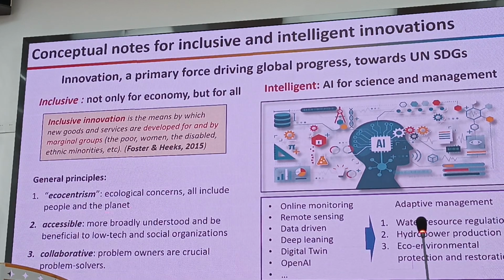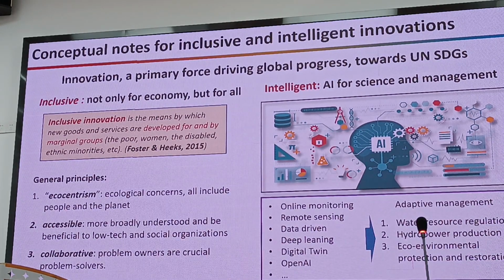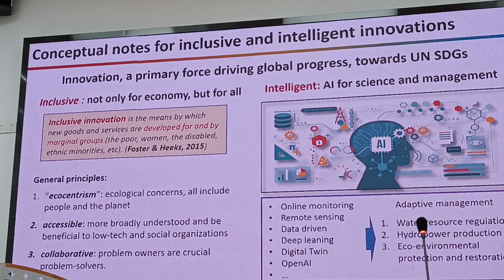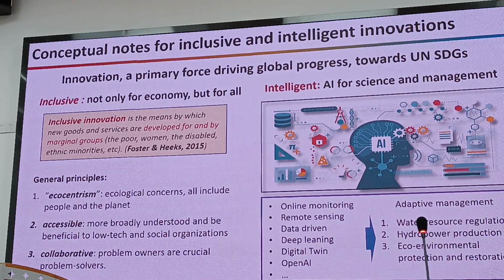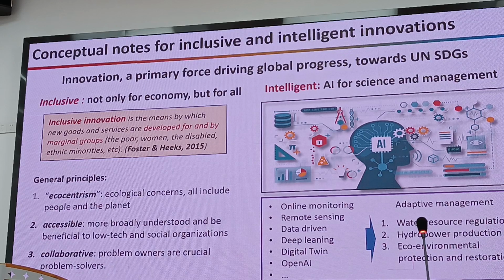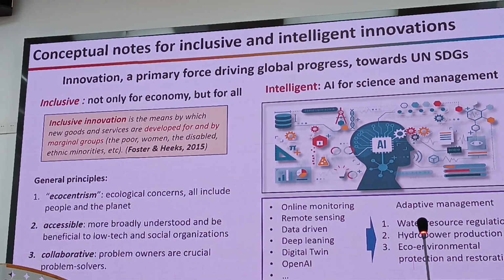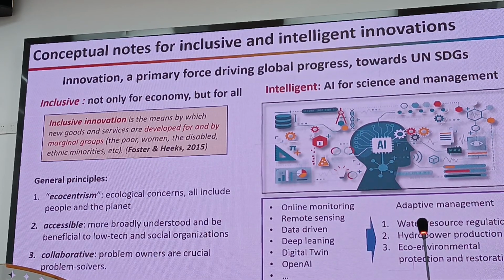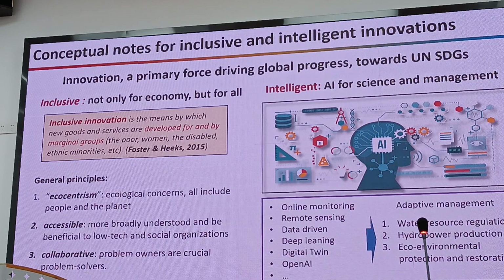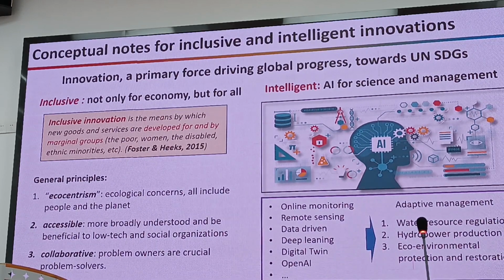And also, the general principle is ecocentric. Ecological concerns need to become an essential part, accessible and more broadly understood to be beneficial to low-tech and social organizations, and also collaborative. Problem owners are crucial to problem solving. And intelligence is AI for science and for management. Through online monitoring and a bunch of big data sets, we can find some clues, and we can also find some very precise paths to make the breakthrough.